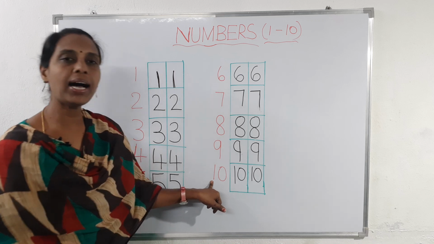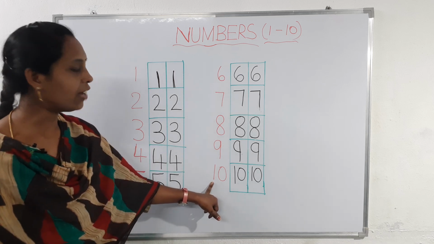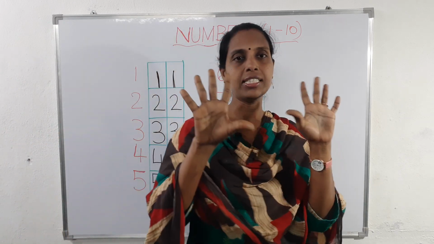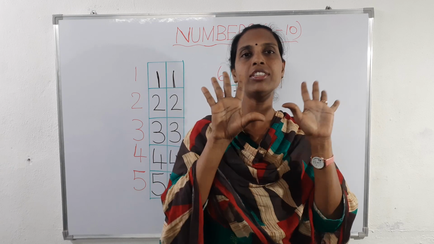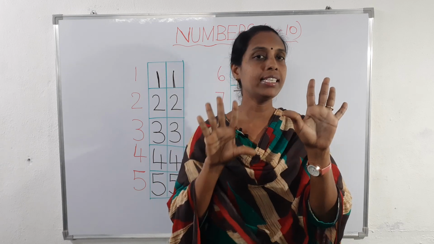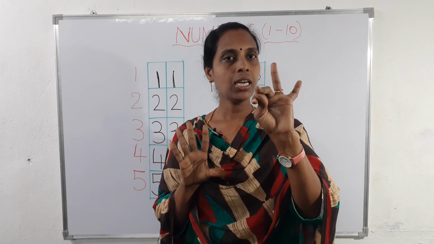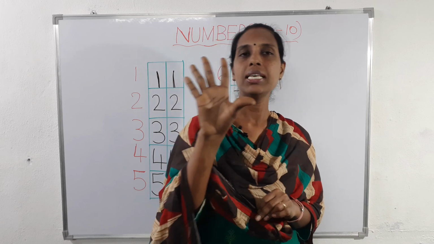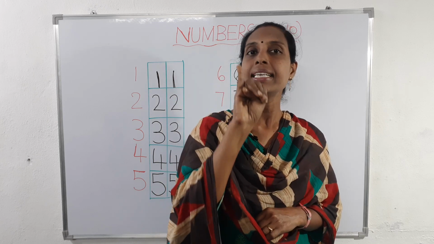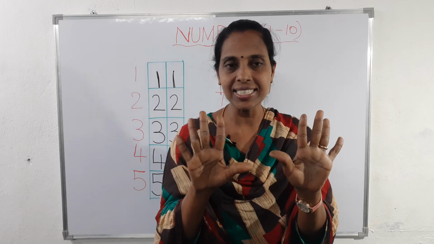What is the next number? 10. 1, 0, 10. All of you open both hands. 5 fingers, 5 fingers. Each hand we have 5 fingers. We will open 10 fingers. Let us count. 1, 2, 3, 4, 5, 6, 7, 8, 9, 10. Total we have 10 fingers.